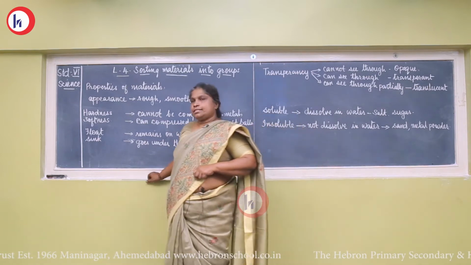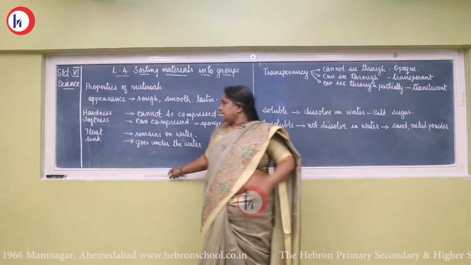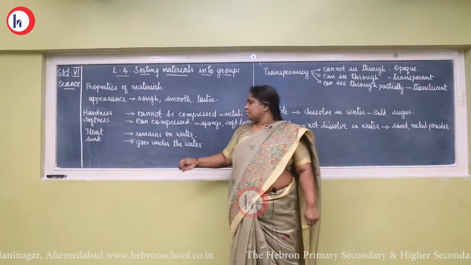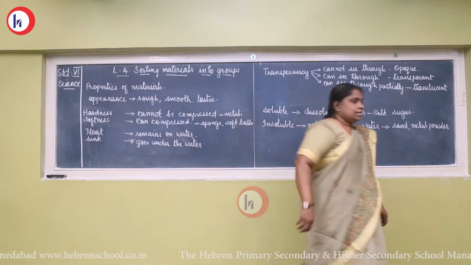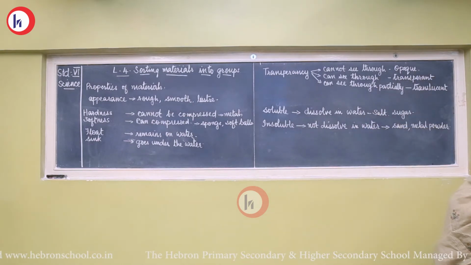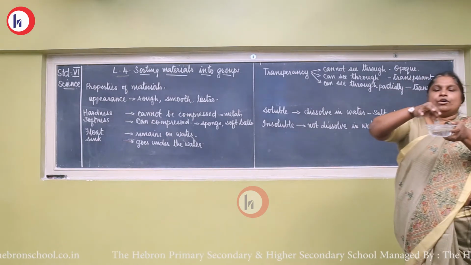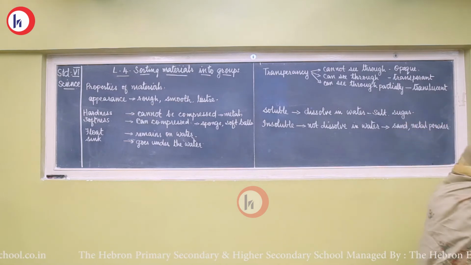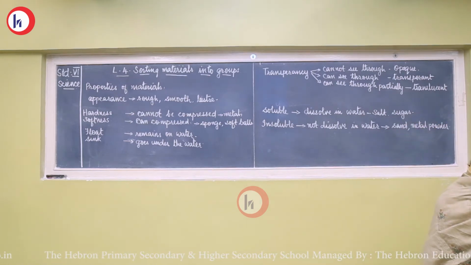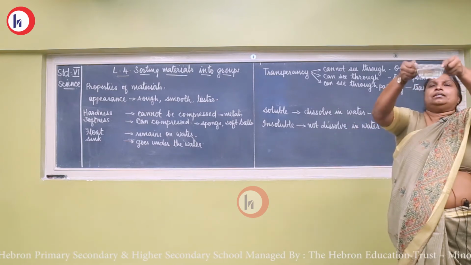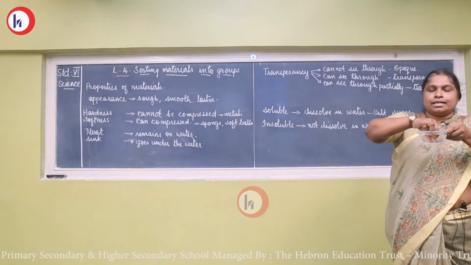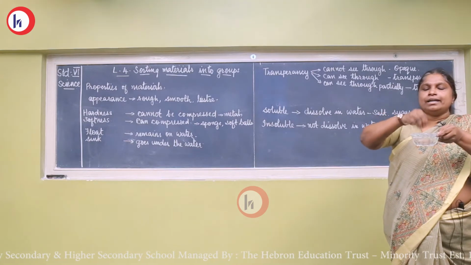Next property is sink. Sink means the object which goes under the water. Here is an example: I put one coin in the water and some stones. They sink inside the water. They go under the water.